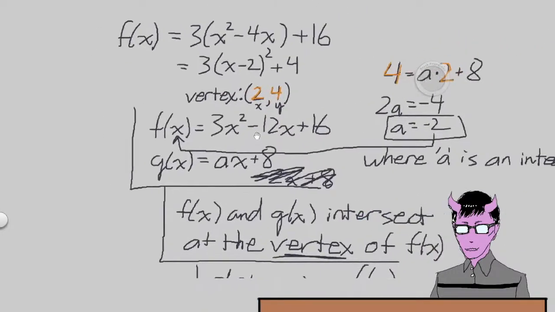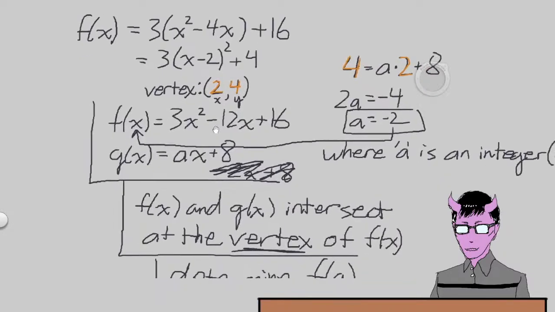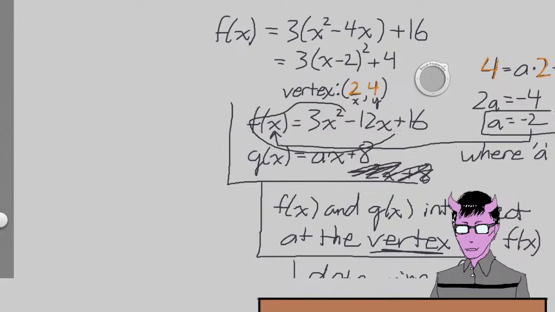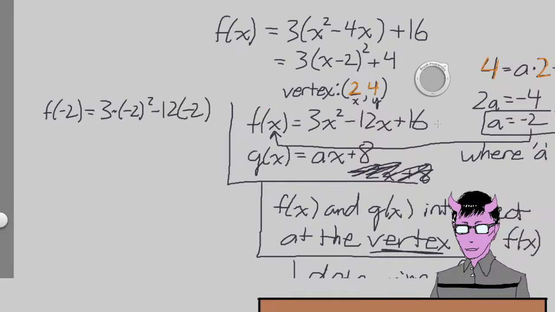Okay, I was thinking if there's a shortcut, but off the top of my head, there's no obvious shortcut. So we're just going to plug in negative 2 into f of x. So f of negative 2. So we have 3 times negative 2 squared minus 12 times negative 2 plus 16.